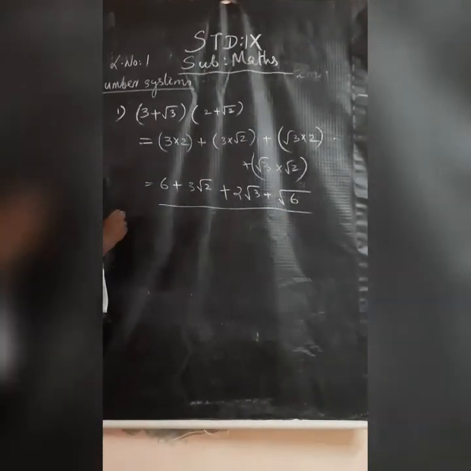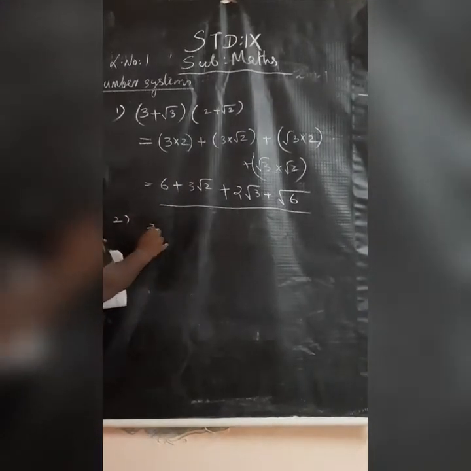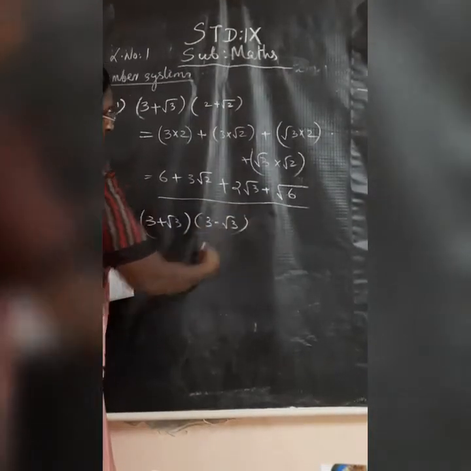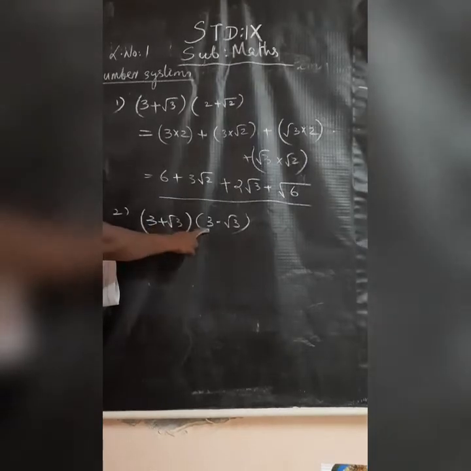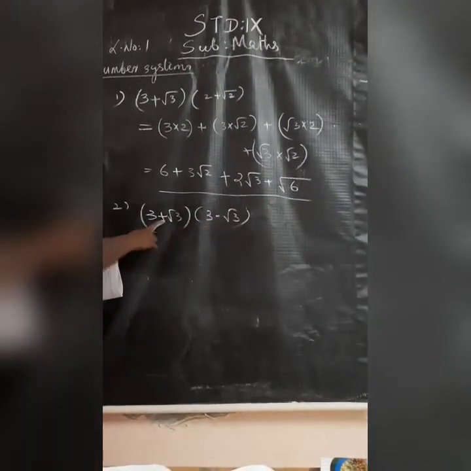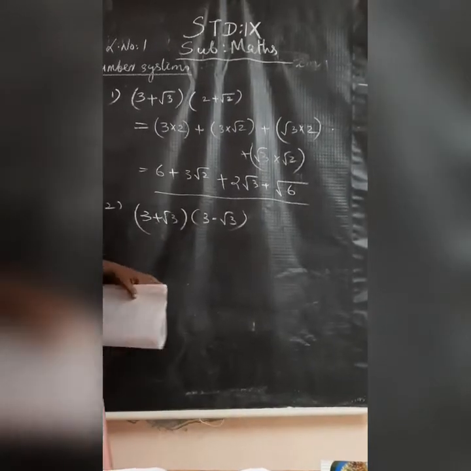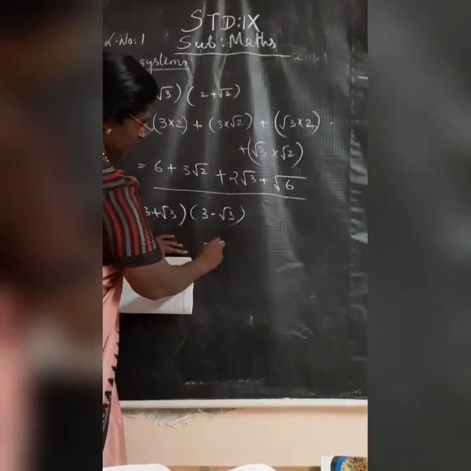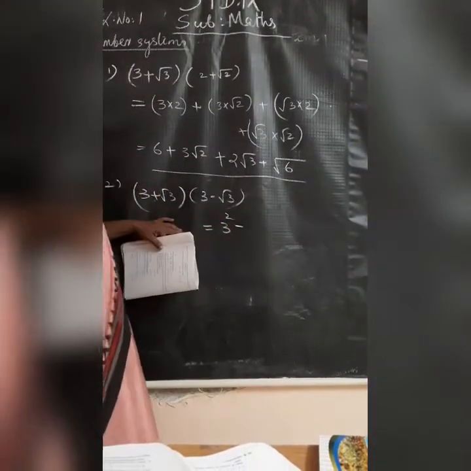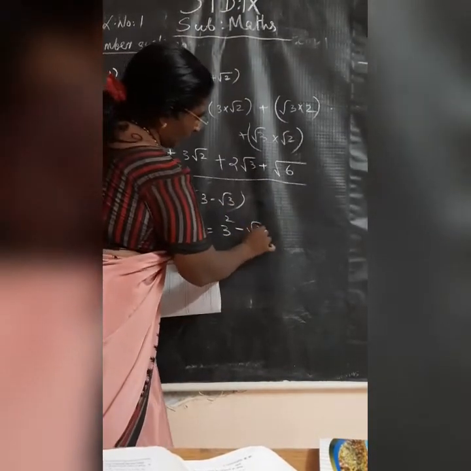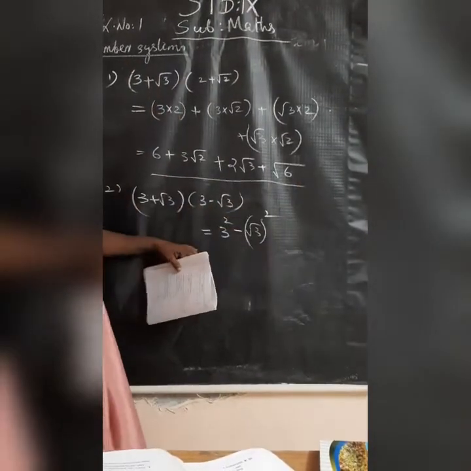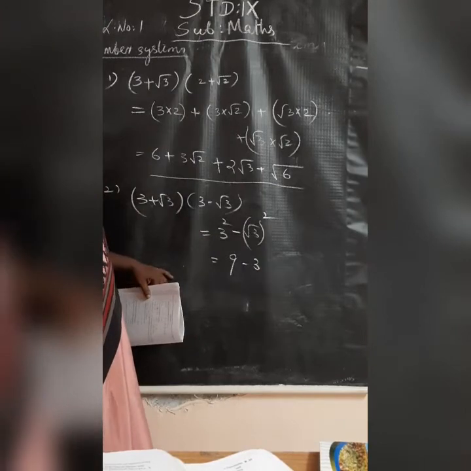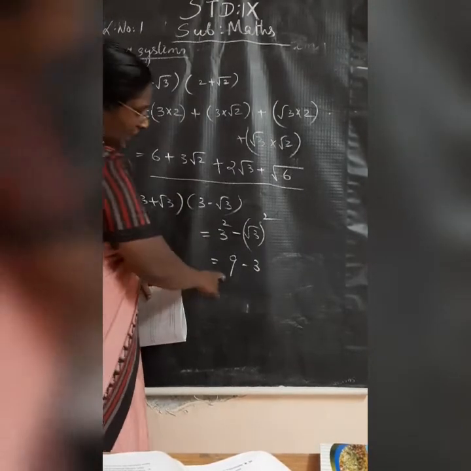Next question, the second one. (3 + √3)(3 - √3). See here, first term same, second term same, only the middle sign changed. So which form is coming? (a + b)(a - b) form. What is the form of (a + b)(a - b)? a² - b², that is first term square minus second term square. (√3) whole square, how much is coming? 9 minus 3. (√3) whole square means 3, because √3 into √3 is 3. 9 minus 3, how much is coming? 6.